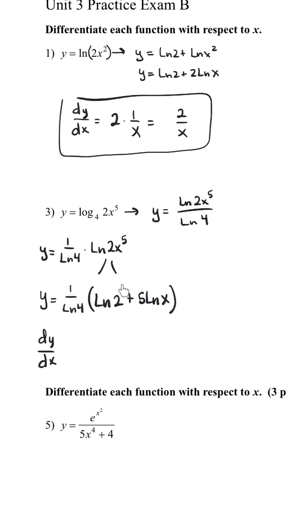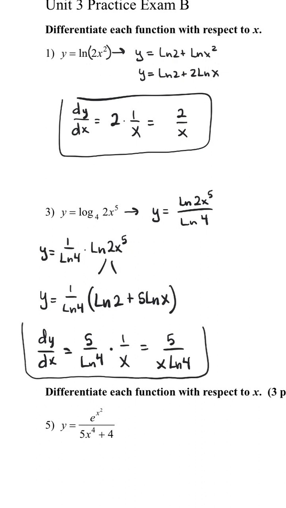This is going to multiply here. So the 5 is going to multiply with this 1 over natural log of 4, so that becomes 5 over the natural log of 4. And then the derivative of natural log of x is 1 over x. So we have 5 over x times the natural log of 4.